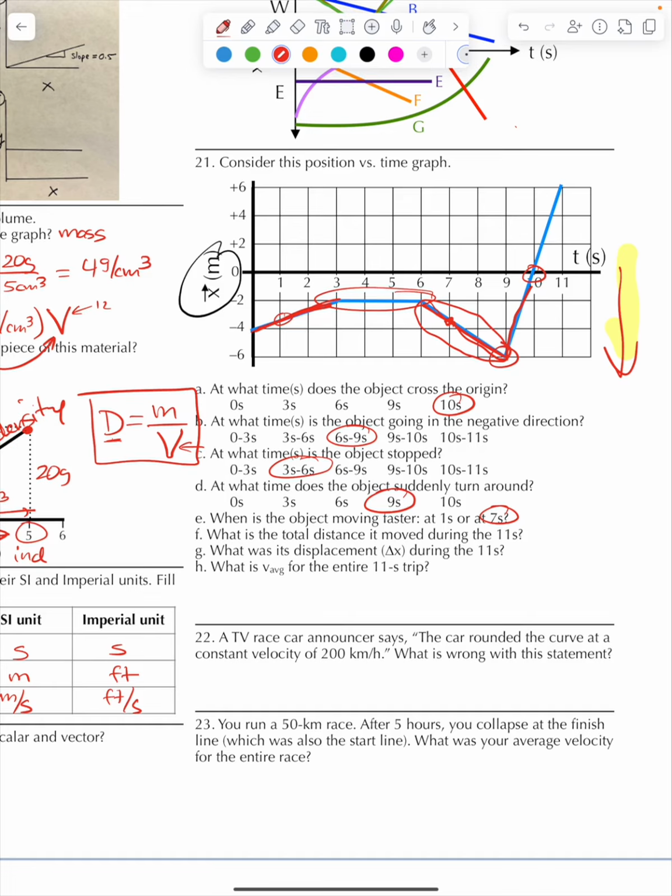Now here's one that I'm not going to ask, but what's the total distance? That's altogether, what's the total distance you moved? It's not the displacement, it's the total distance you moved.